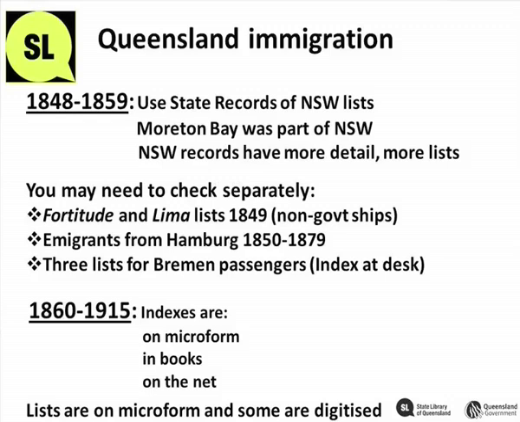Queensland immigration's a challenge all on its own. For the period 1848 to 1859, use the New South Wales lists. We were part of New South Wales. They are the very best records for that period because they provide you with the relations in the home country and the relations in Australia. We also have amongst the Queensland lists for that point, we have missing lists, and yet the very best lists can be in New South Wales. And there are 2 films.